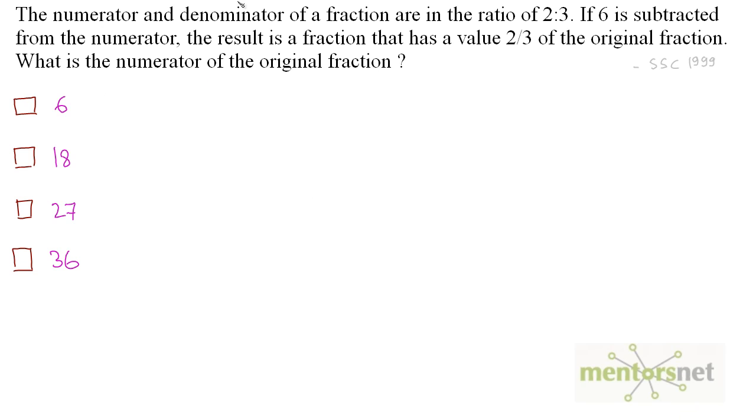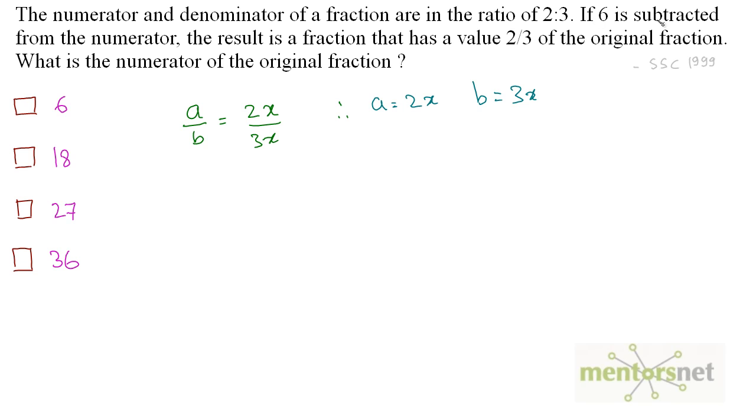Okay, so the numerator and the denominator of the fraction are in the ratio of 2 by 3. So a by b is equal to 2x by 3x. So the ratio is 2 by 3. Therefore, as we have been given the ratio, we can comfortably say that a is equal to 2x and b is equal to 3x. Now we have to find the value of x so that we get the value of a and b. Let's see what else has been given.